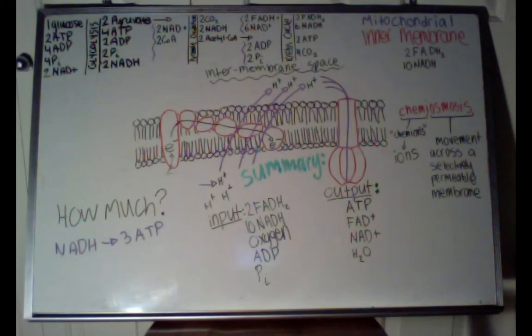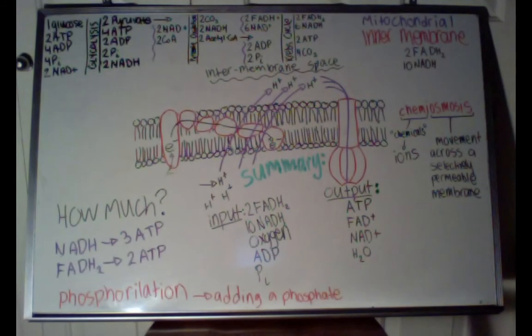Well, for every NADH, there's enough energy to produce 3 ATP through this process. And this process is known as phosphorylation, which is just simply adding a phosphate onto the ADP molecule to form ATP. And our FADH2 will only produce 2 ATP, but that is still significant in its own way.